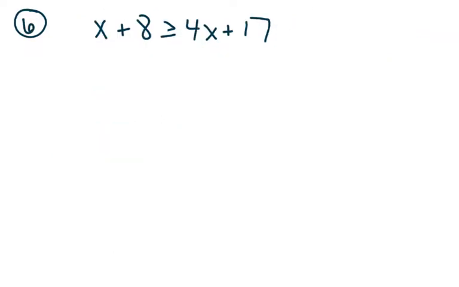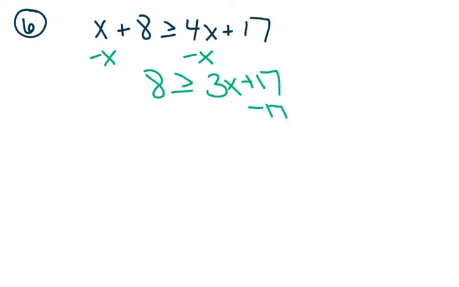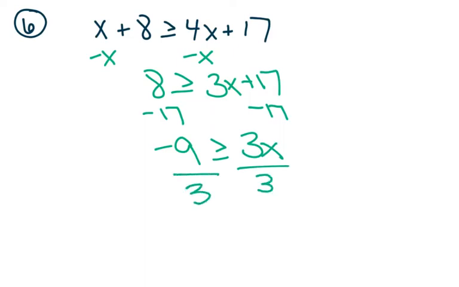All right, our last example is an inequality. So same steps that we've been doing. Let's see, to start solving this, I'm gonna minus the x, keeping things positive. That gives me 8 is greater than or equal to 3x plus 17. I'm gonna minus the 17 over. That gives me negative 9 greater than or equal to 3x. Divide both sides by 3. We get negative 3 is greater than or equal to x.